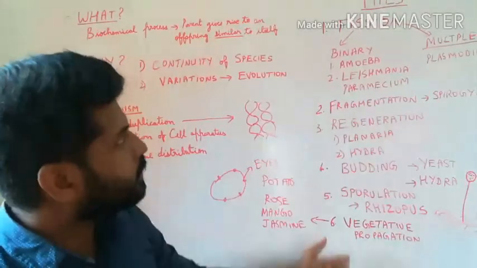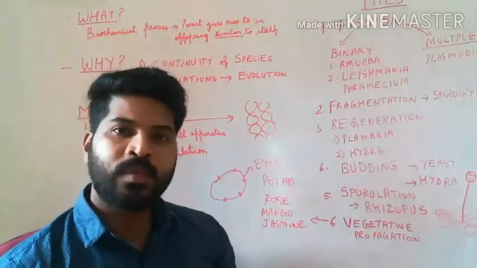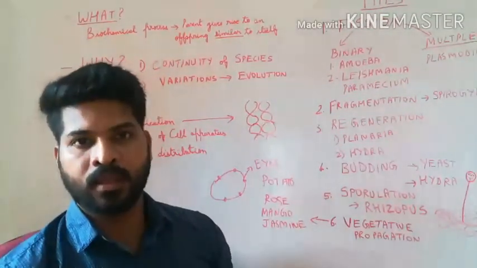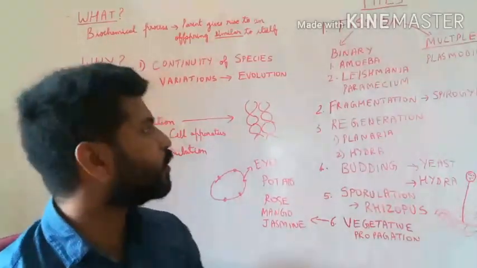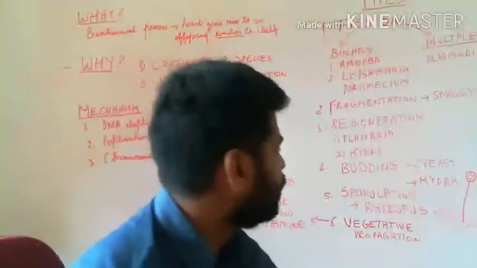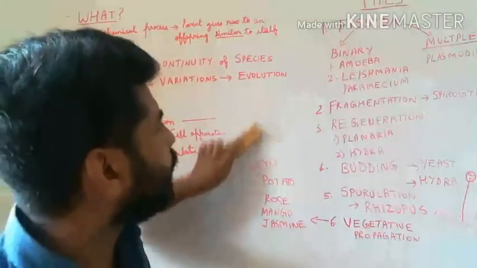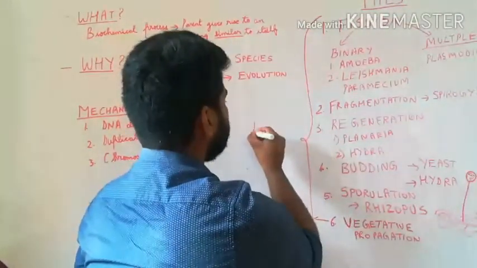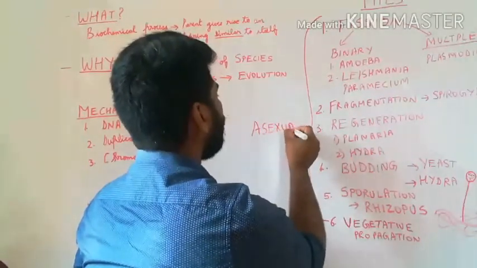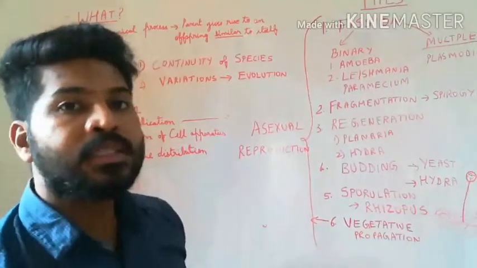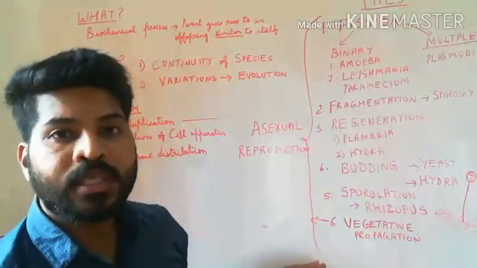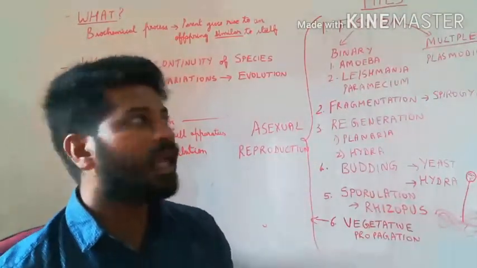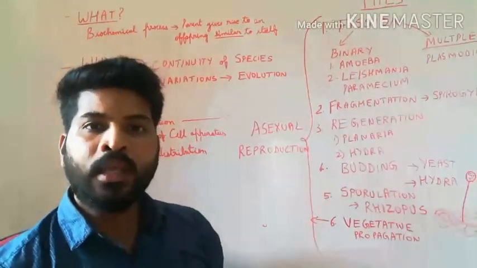Now in all these types of reproduction, we have observed that new organisms are created from a single individual, from a single parent. Therefore, all these types of reproduction are together called asexual reproduction. There is only one parent involved. Unlike in sexual reproduction, they do not produce any gametes. Next, we will discuss the second type of reproduction, that is sexual reproduction.